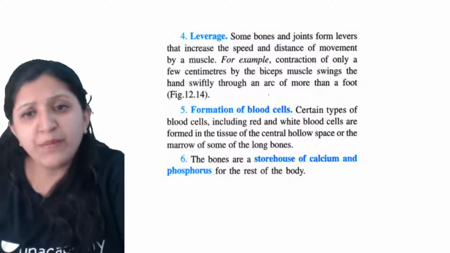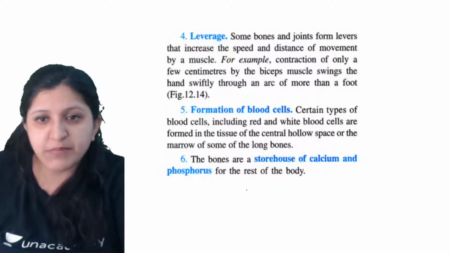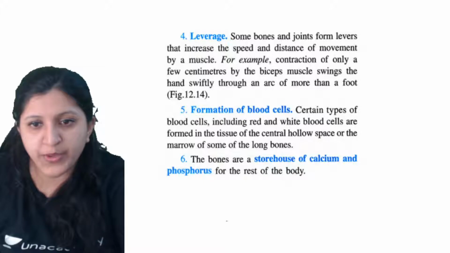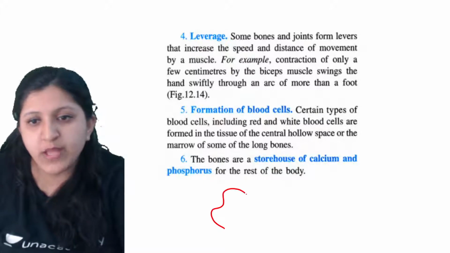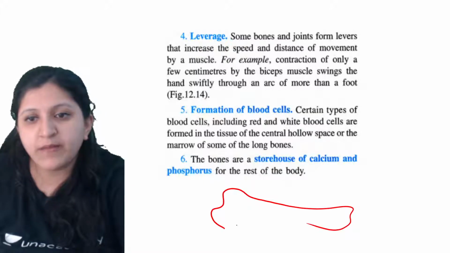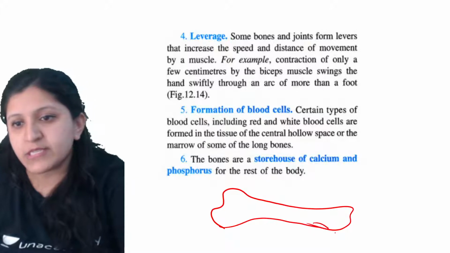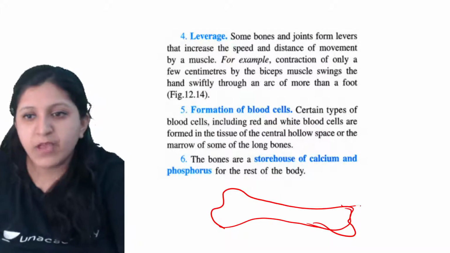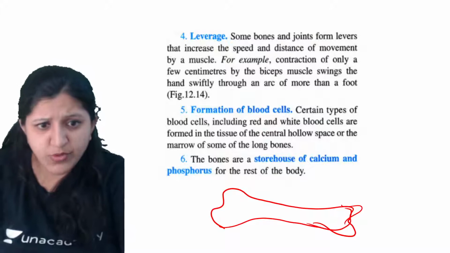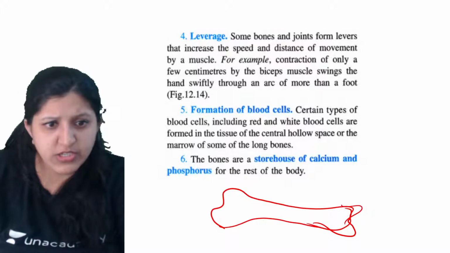Formation of blood cells. Here let me draw the bone marrow. This one is a bone. This one over here is a bone which is present. Now this bone, let me just make changes.